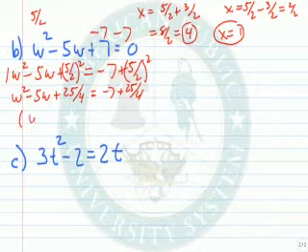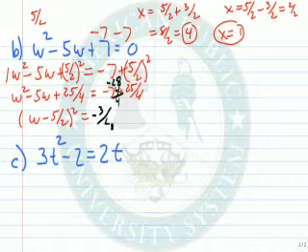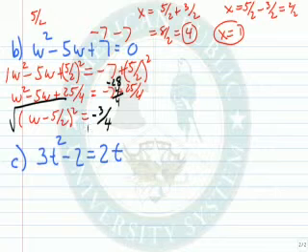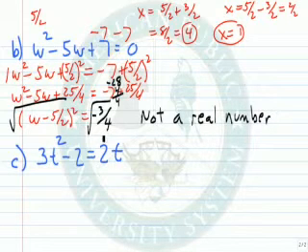We can factor this as w minus 5 halves squared. Let's multiply by 4 over 4 to get the same denominator. So now we have negative 28 over 4 plus 25 over 4 gives us negative 3 over 4. Next we take the square root of each side. However, we're taking the square root of a negative number, which means we've run into a problem. So this is not going to have a real number answer. Anytime we attempt to take the square root of a negative number, we're running into a problem.